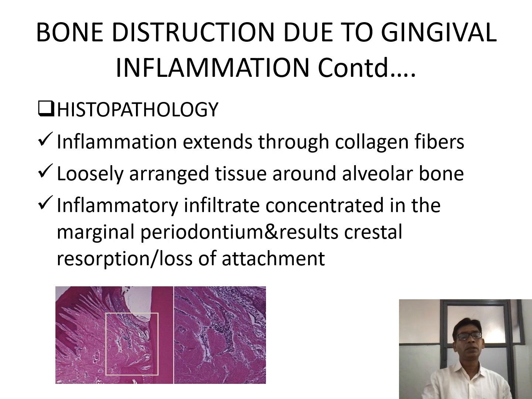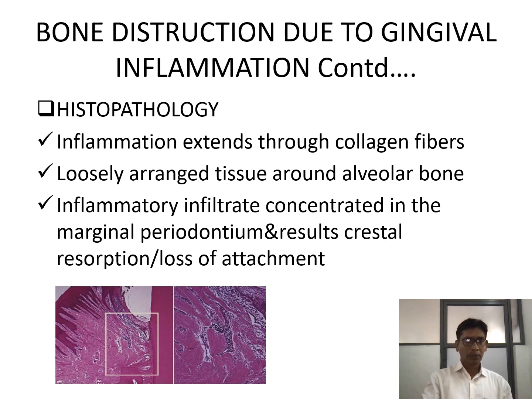continue from the junctional epithelium to the underlying connective tissue of the gingiva, where there is a breach in the barrier of the junctional epithelium, leading to inflammation extending into the collagen fibers which are present in the gingival connective tissue, which are loosely arranged along the alveolar bone.